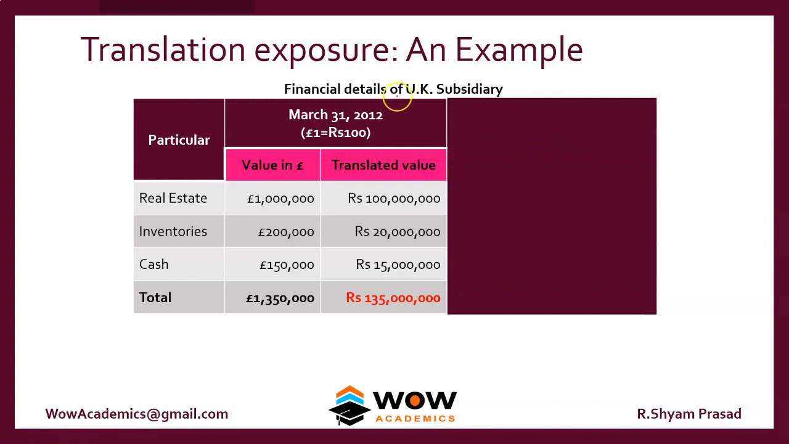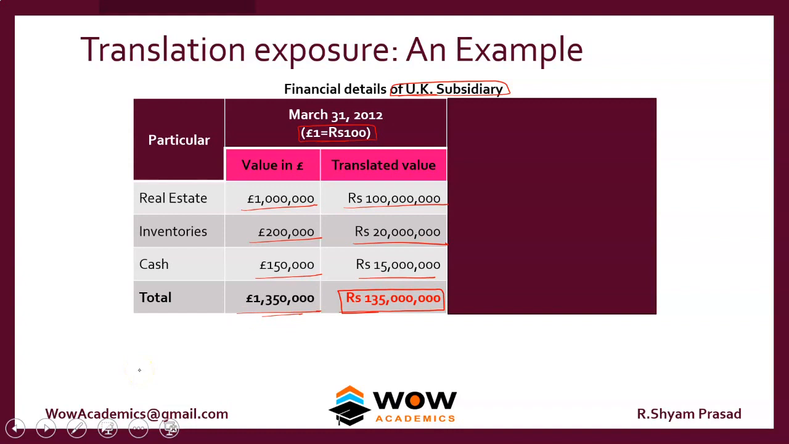An Indian company wants to invest in a foreign subsidiary and they have chosen the UK as their destination. The Indian company is investing 13.5 crore. 10 crore is for the real estate, 2 crore is for the inventory, and 1.5 crore is for the cash. When it is converted into the UK currency, it becomes 10 lakhs of real estate, 2 lakhs of inventories, and 1.5 lakhs of cash. So totally it becomes 13 lakh 50,000 of assets.